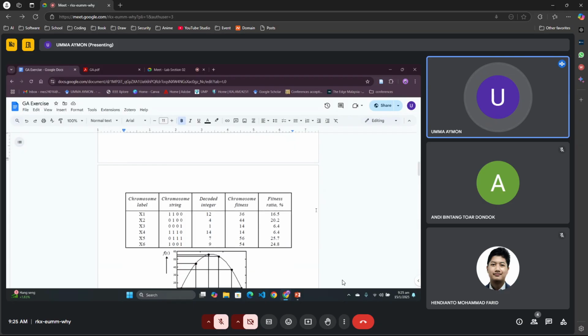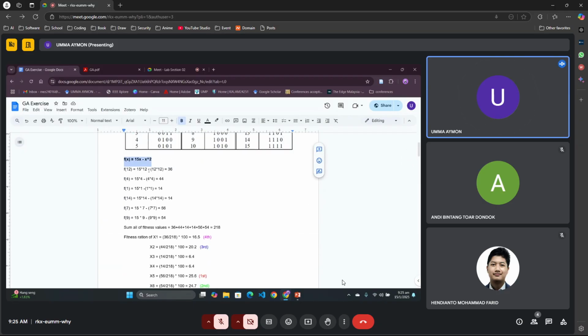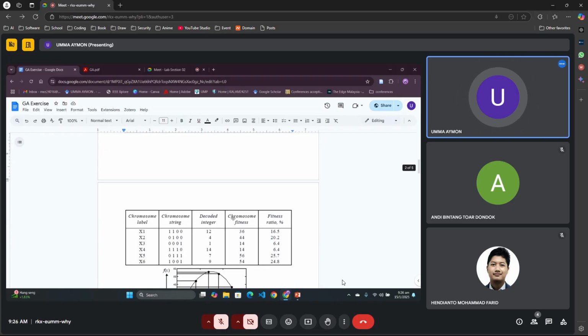These are 6 integer values. For 12, f of 12 will be 15 times 12 minus 12 square, which is 36. Similarly, f of 4 is 44. f of 1 is 14. f of 14 is 14. f of 7 is 56. f of 9 will be 54. So these are the chromosome fitness values.